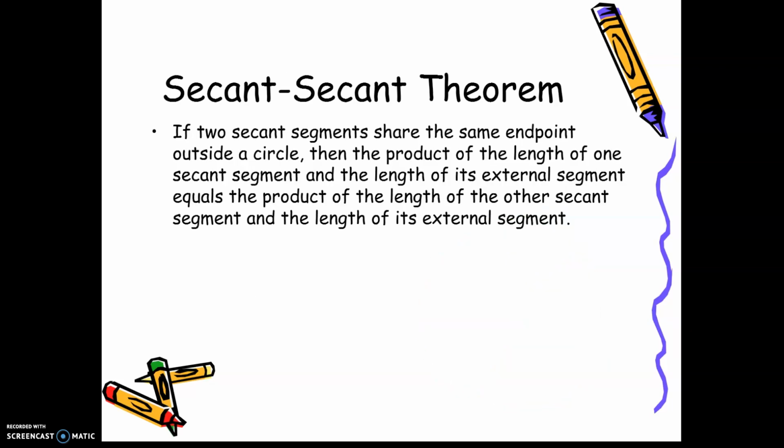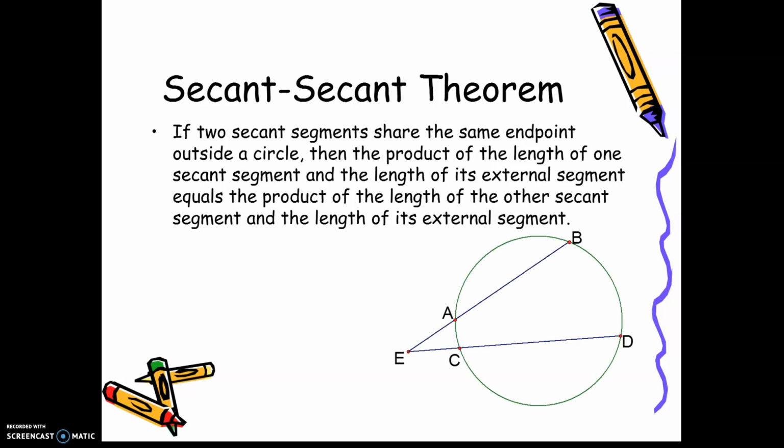The second theorem here is the secant theorem. Let's show you what that's going to look like. So you've got two secants going through a circle, and they share the same endpoint outside the circle. Then easiest way to say this is that it's the outside part times the whole secant is equal to the outside part times the whole.